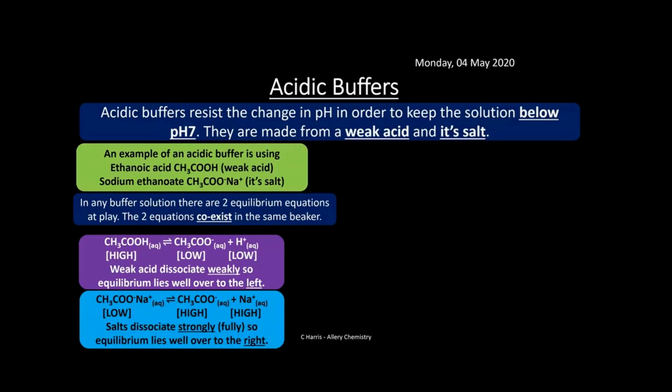The other reaction that's going on in this beaker, remember there's two, is the salt, because we've put a salt into the beaker as well. The salt is dissociating because it dissolves in water. So it breaks down to form, in this case, an ethanoate ion and a sodium ion. But because a salt dissolves really well, we don't have much of the original salt at all. It pretty much breaks down fully into your two ions here. So we say we have a high amount of each of these ions.